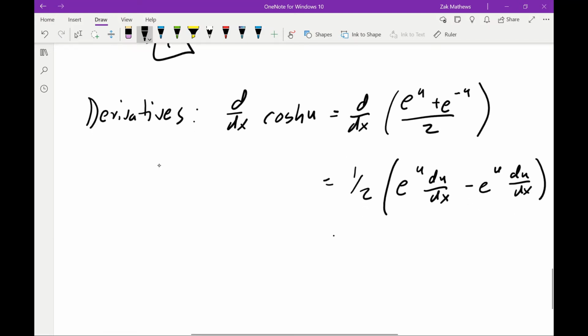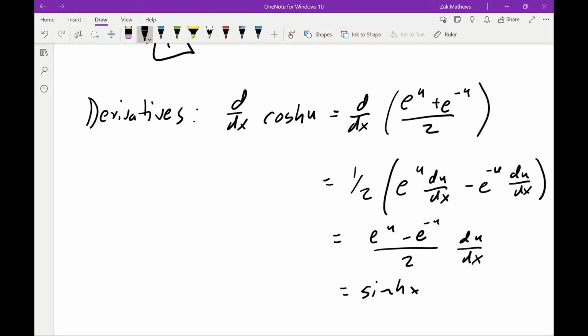And so I'm going to write it back over the 2, I forgot the negative on the second one, and I'm also going to factor off the du dx. And notice what we have here. E to the u minus e to the negative u over 2 is simply the sinh function times du dx. Sinh of, in this case, we're calling it the function u. So the derivative of cosh is the sinh function.